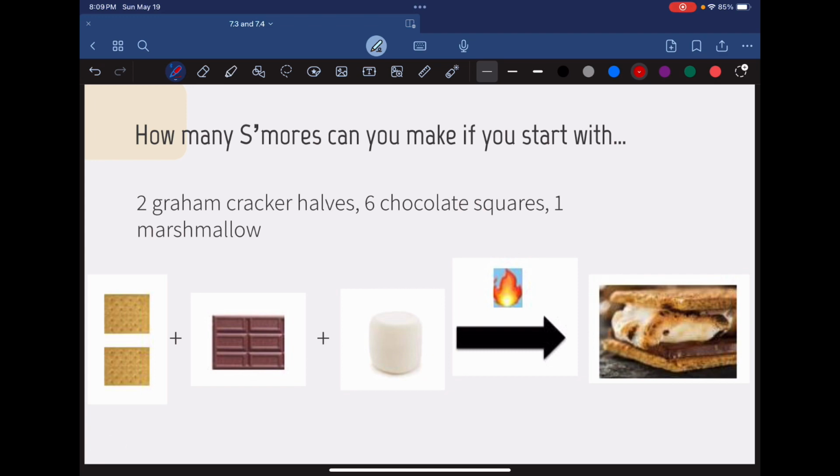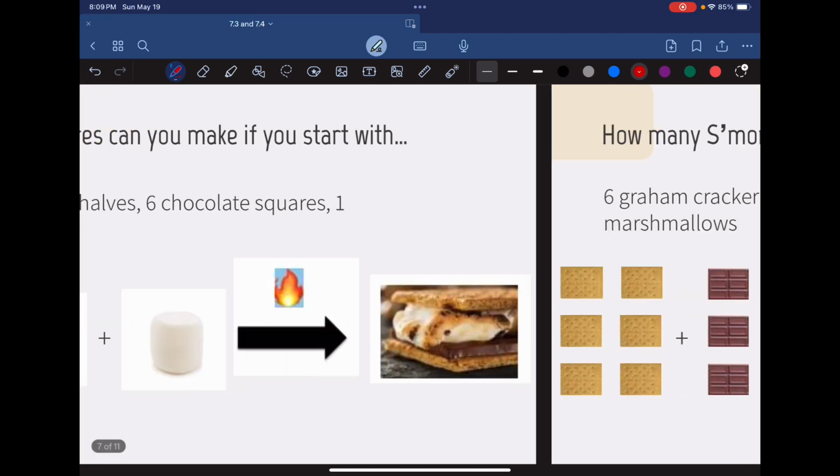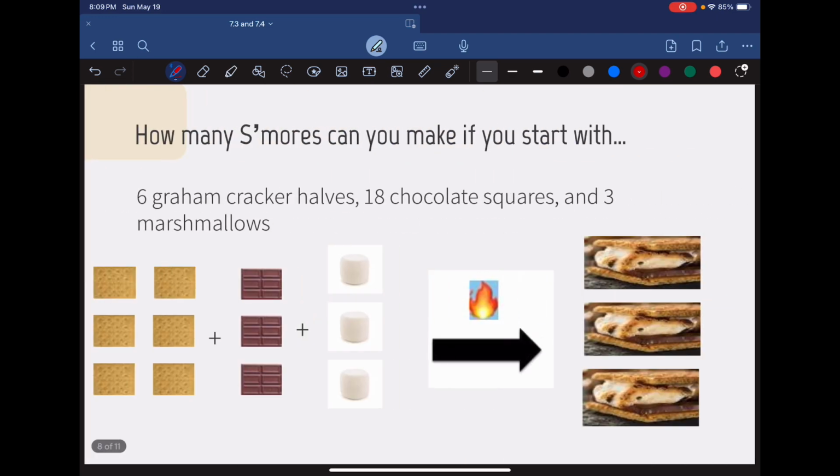So, how many s'mores can you make if you start with 2 graham cracker halves, 6 chocolate squares, and 1 marshmallow? That will be 1 s'more. So let's say this is the recipe to make exactly 1 s'more. What if I gave you 6 graham cracker halves, 18 chocolate squares, and 3 marshmallows? The way I've lined them up, it's very easy to tell we can make 3 wonderful s'mores.